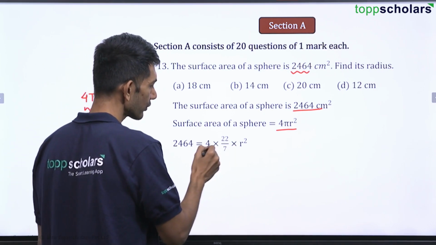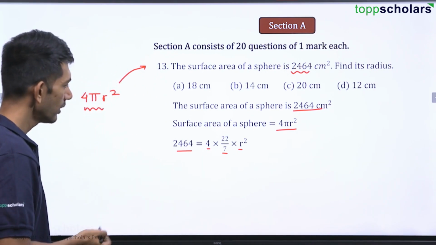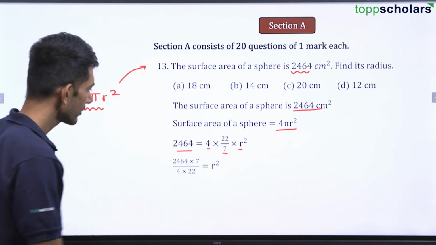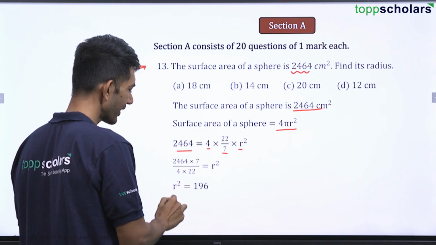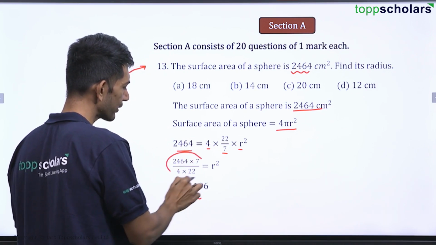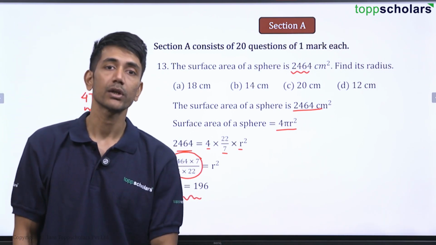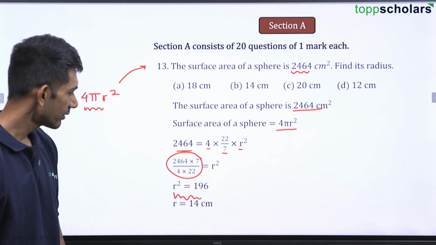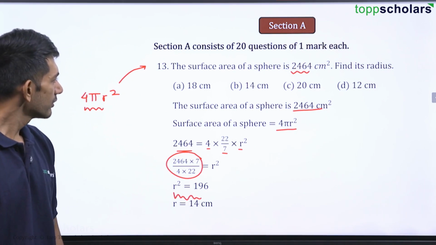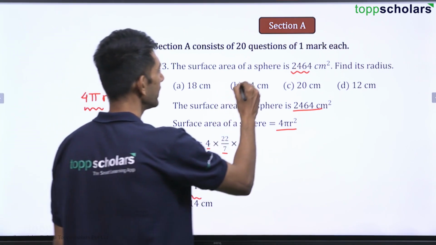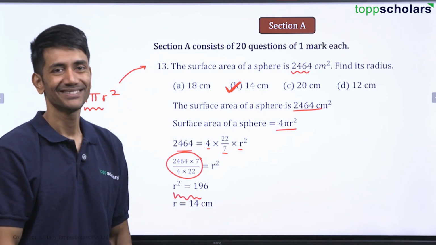4 pi r square. So 4 into 22 by 7 into r square is equal to 2464. Now what happens is you divide by 4, multiply by 7, divide by 22, solve this further. You get r square is equal to 196 after the calculation for this part. Once you take the square root on both the sides, you get the value of r as 14. So the value of r is 14 centimeter. Easy. Simple. So option B is the correct option. Right?